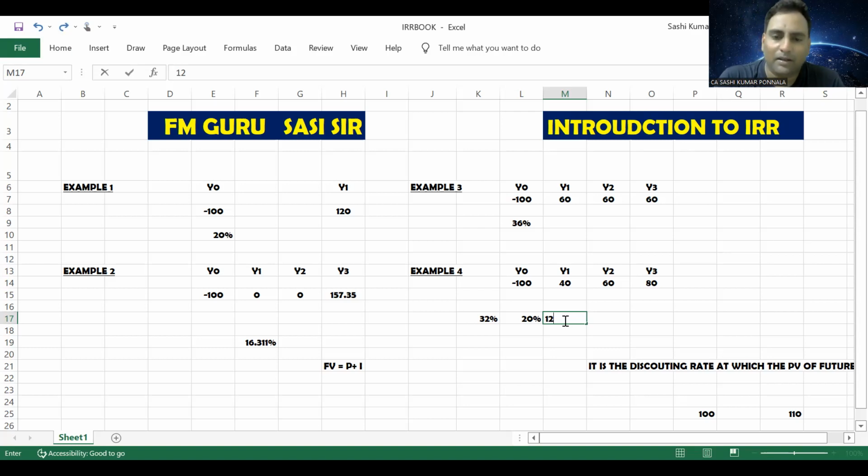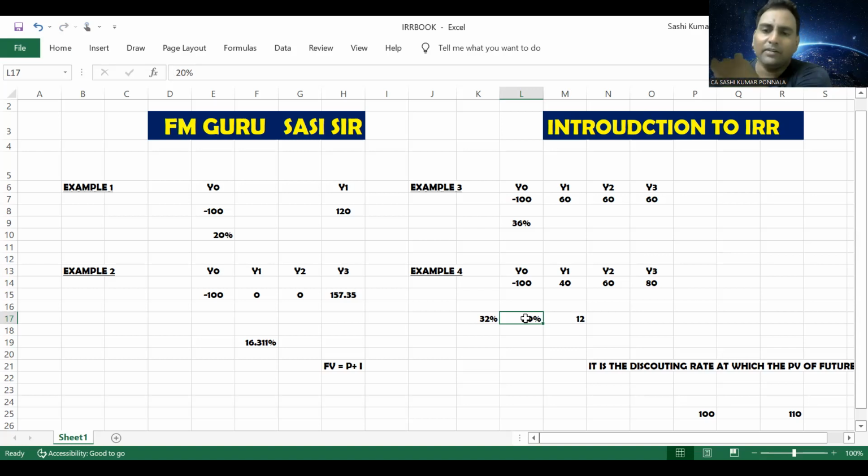This logic is simple. What is 20%? It is my minimum rate of return. Suppose this 100 is not invested here, I have failed to provide the minimum rate of return expected by the providers of finance. You are getting money from the shareholders and from the lenders, so it is shown on the liability side of the balance sheet. At what cost are you borrowing? 20%. Then this will be invested.